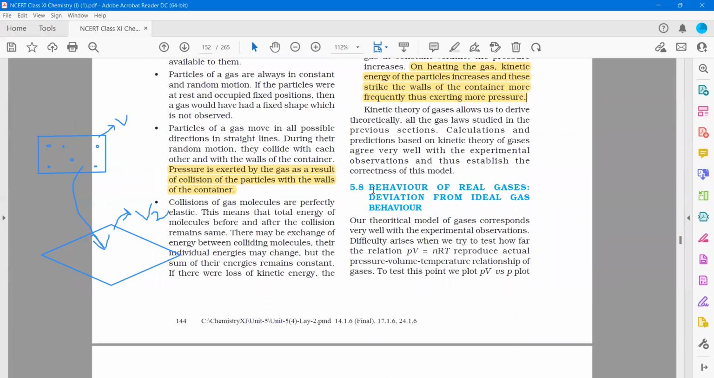From the next lecture, we will start with topic 5.8, which is the behavior of real gases, deviation from ideal gases. Till now, whichever laws we were studying were all for ideal gas. But in reality, no gas is an ideal gas. Every gas is a real gas, and only in the question paper do we get ideal gases. So in this topic, we will understand real gases more closely.